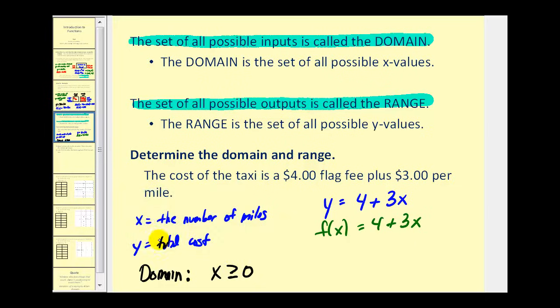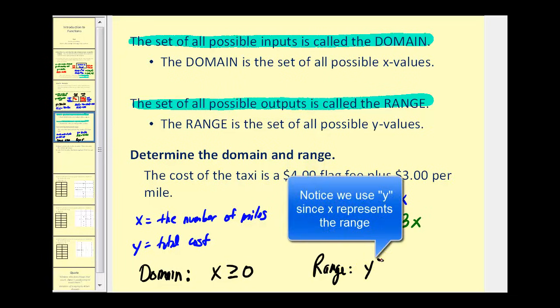Now the range is all the possible y values. We're looking at this cost equation. If we go 0 miles, we still have this $4 flag fee for calling the taxi. So the cost of the taxi is going to be $4 or more. So we could say that the range would be y greater than or equal to 4.